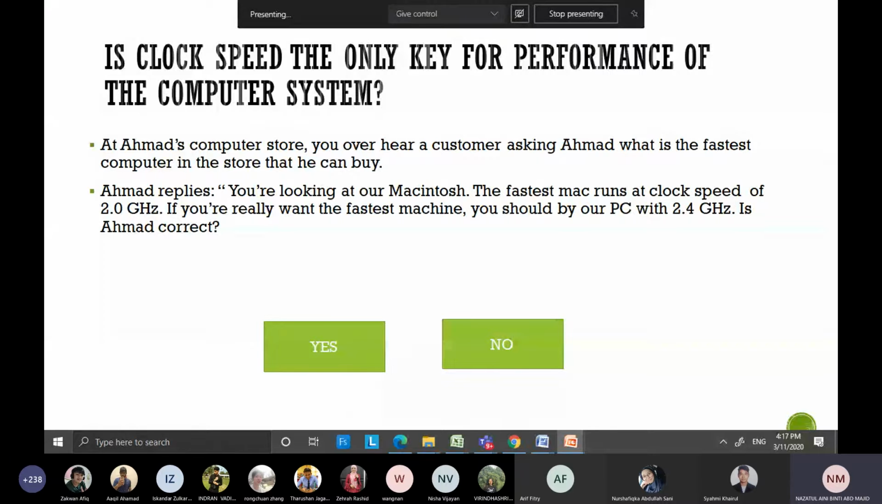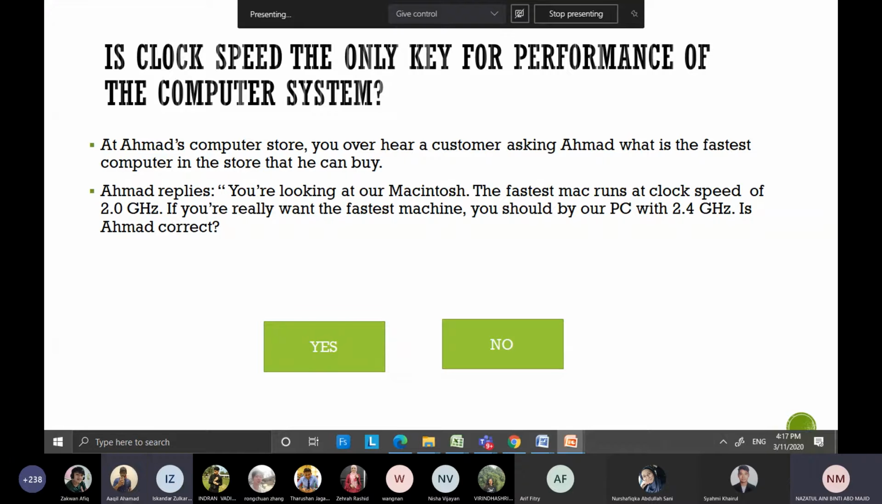At Ahmad's computer store, you overhear a customer asking Ahmad what is the fastest computer in the store that he can buy. And Ahmad replies, you are looking at our Macintosh. The fastest Mac runs at a clock speed of 2.0 gigahertz. If you really want the fastest machine, you should buy our PC with 2.4 gigahertz. Is Ahmad correct? Yes or no?